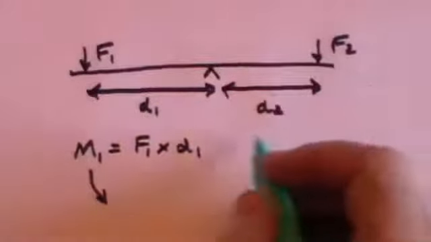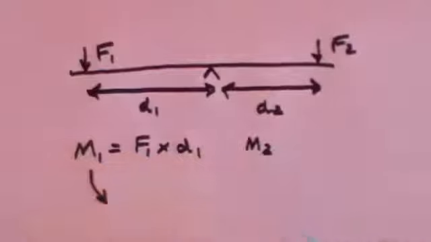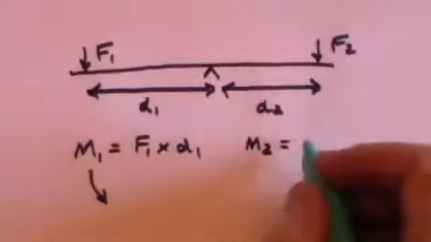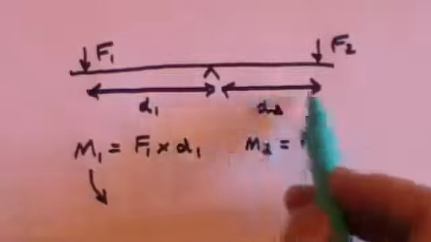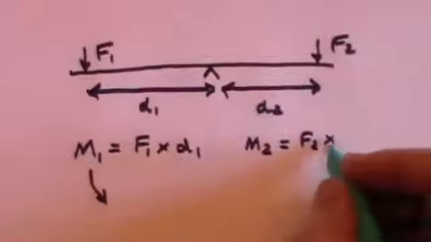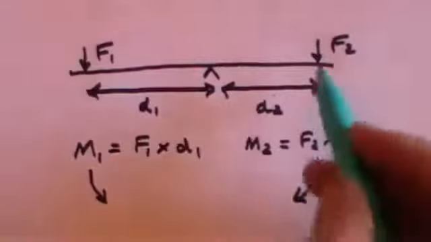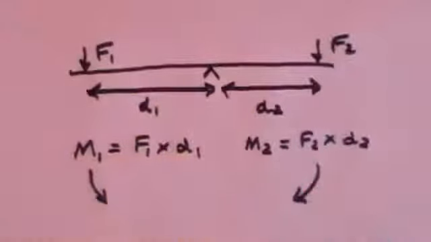On this side we've got a moment, which we'll call M2, and that's also going to be equal to the force times distance, which is F2 times the distance from the pivot, D2. And that is causing the seesaw to swivel in that way. It will go down like this.